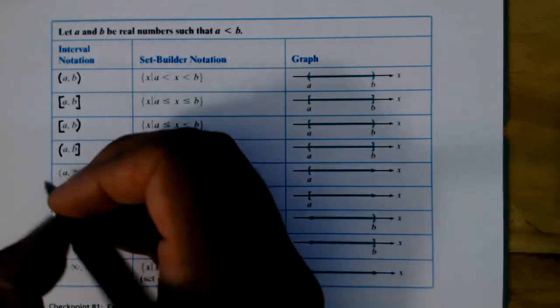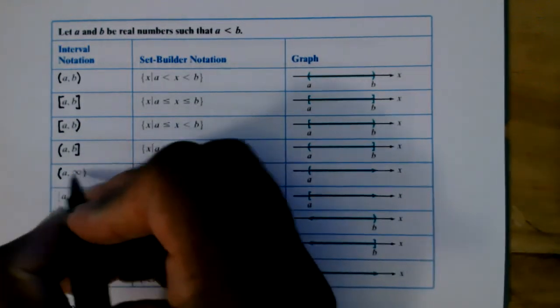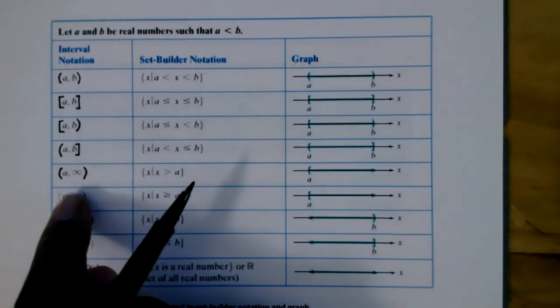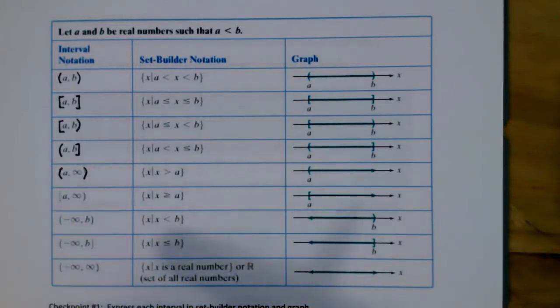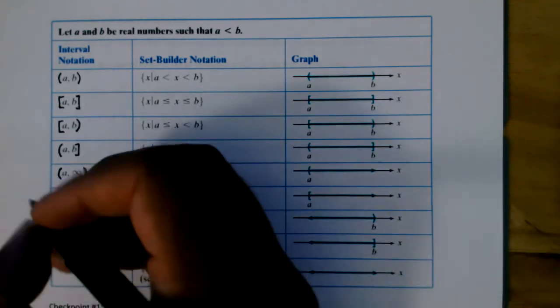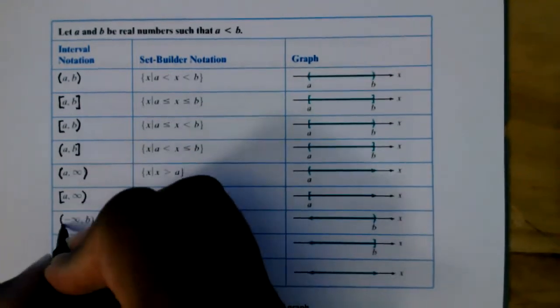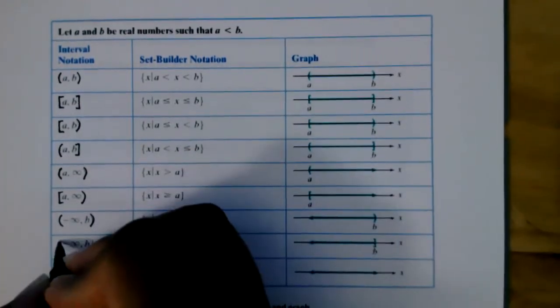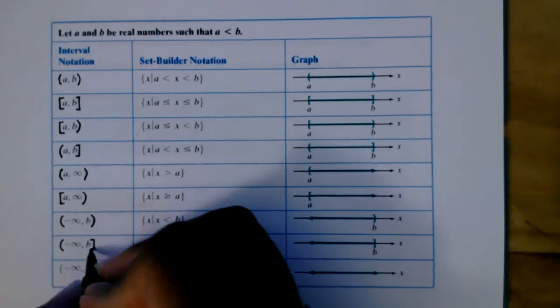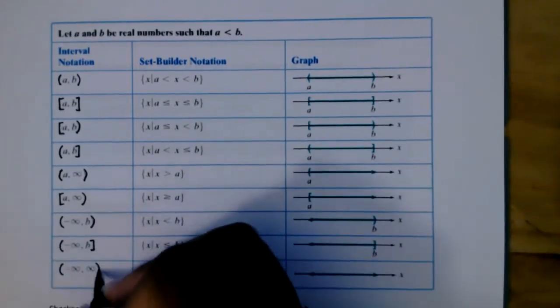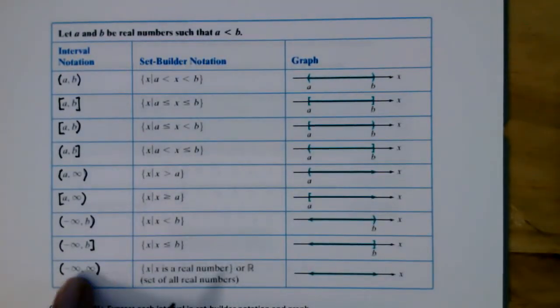And then the rest of these have infinity in them. And keep in mind, infinity, whether it's positive or negative, always uses parentheses because it goes on and on forever without end. This one has a bracket, parentheses, parentheses, and a bracket. And this one, parentheses. That last one, negative infinity to infinity, is the entire number line.